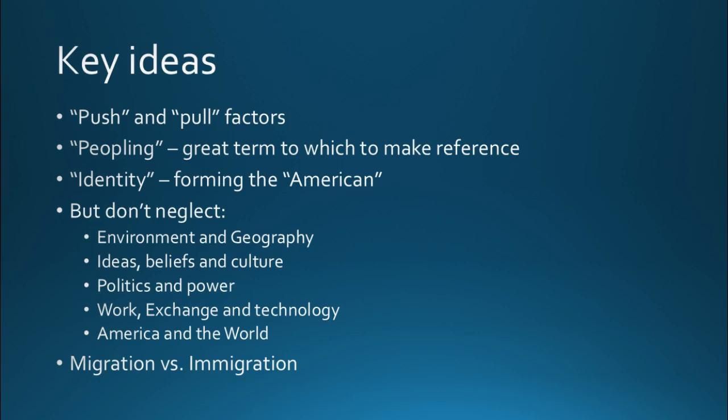Also, don't neglect the relationship of immigration and migration to environment and geography. We know that the most powerful factor influencing culture is geography, and human beings are part of the geography. We change the geography. We build artificial rivers. That's what a canal is.